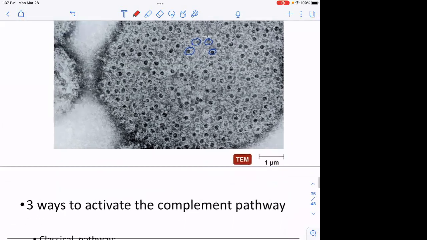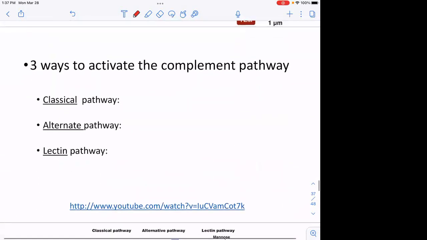So what we didn't get to last time, we wanted to talk about the three different ways that complement is activated. And I want to emphasize that it really doesn't matter which way the complement cascade gets activated, the result is the same. Okay, we're still going to end up with membrane attack complexes and the C3B and the C5A, all those bits and the jobs that they're doing. We get that no matter how the whole ball gets rolling. Okay, so the three ways that the complement cascade can begin.